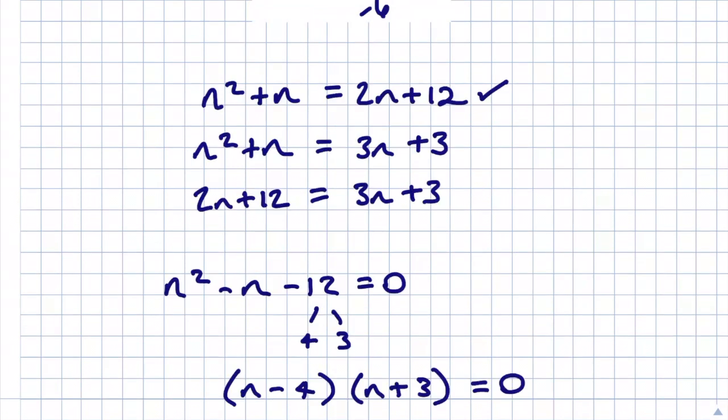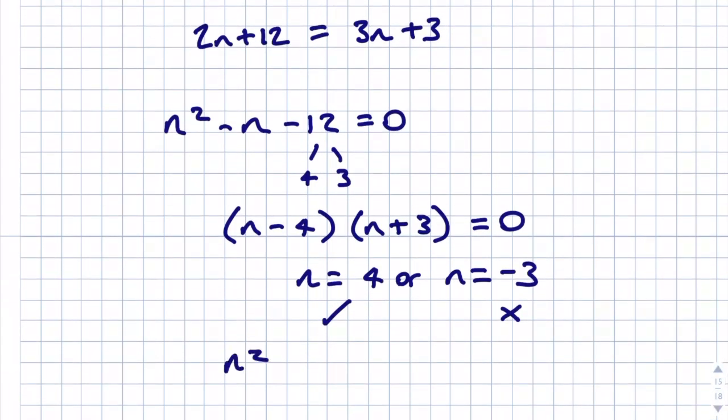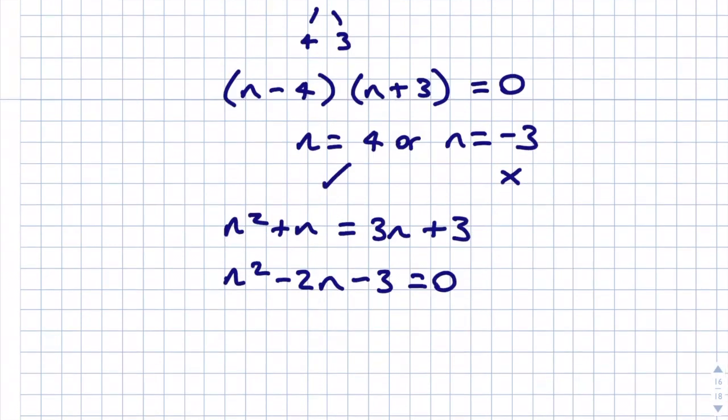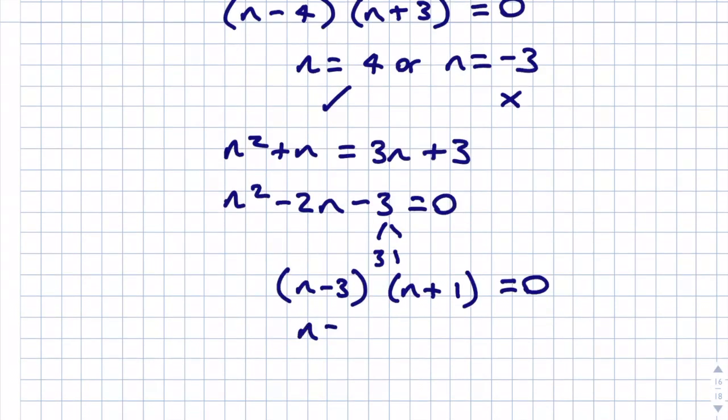Okay, so let's have a look at the second equation, n squared plus n equals 3n plus 3. First we need to solve this equation. So we're going to subtract 3n from both sides, so we get n squared minus 2n, and we can subtract 3 from both sides, so we get minus 3 equals 0. This equation is going to have factors of 3 and 1, and that's going to factorise to n minus 3 multiplied by n plus 1 equals 0. So n has values of 3 or n equals minus 1.